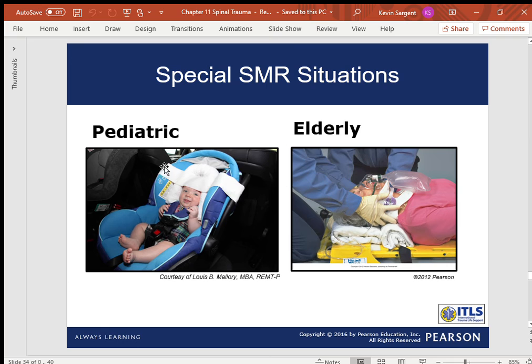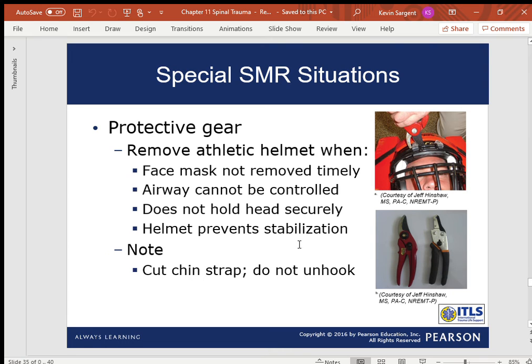Pediatrics should be transported in a car seat. It is important to know that the car seat the kid was in, if it's a motor vehicle accident, cannot be used again because the integrity is compromised. The elderly: here's an example of someone who has a kyphosis or a hump, and this is a case where the equipment was made to fit the patient, not the patient made to fit the equipment. So very important, do it right and do it right the first time.